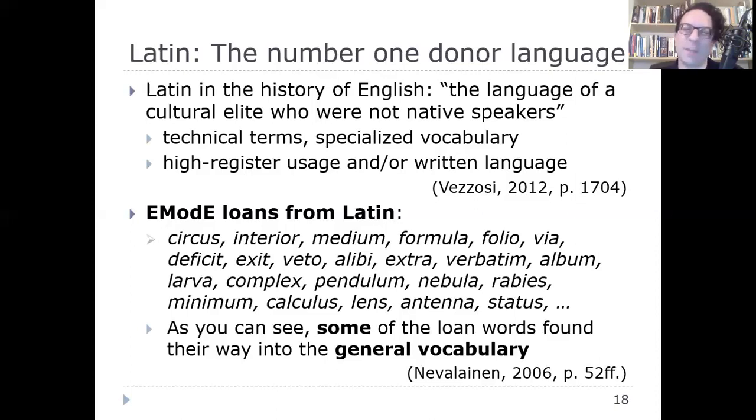You will see that some of these words actually are not really technical terms anymore. At least they don't really feel like technical terms anymore. They probably felt like technical terms at the time, but a word like exit, okay, that's become part of the general vocabulary of English today. Or a word like status or album, right? Or even a word like extra. Those are very, very down to earth, normal, everyday life words for us today, but they didn't feel like that at the time.